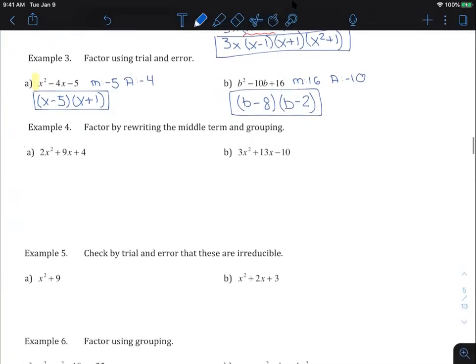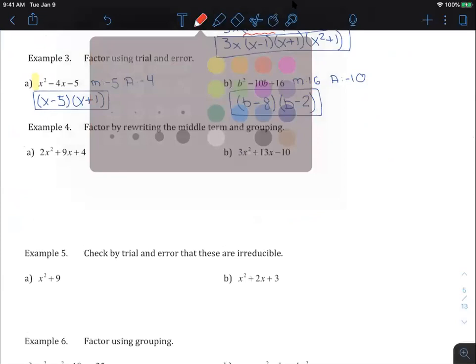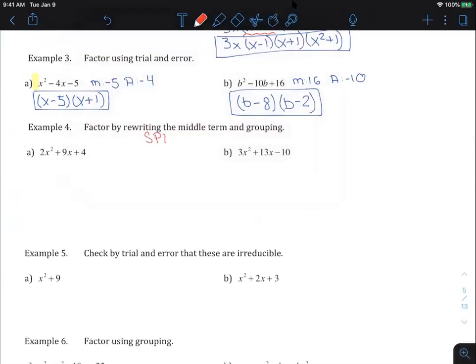All right, next one says factor by rewriting the middle term in grouping. So this is split the middle. That's what we're talking about here. We want you to split the middle. Again, the reason why you have to split the middle is because there is a number in front of the x squared, a coefficient we like to call that. So notice there's a 2 and a 3 here. So for both A and B, you cannot jump to the answer. You have to split the middle and show some work.